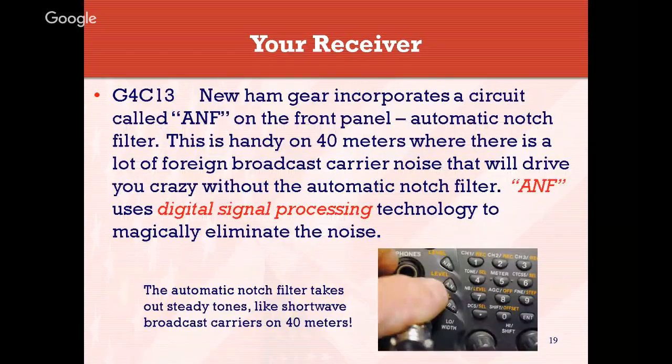The new ham gear incorporates a circuit called ANF on the front panel, and this is an automatic notch filter. We're going to play off the previous slide, and it's handy on 40 meters where there is a lot of foreign broadcast carrier noise that will drive you crazy without the automatic notch filter, or ANF. ANF uses DSP technology to magically eliminate the noise.